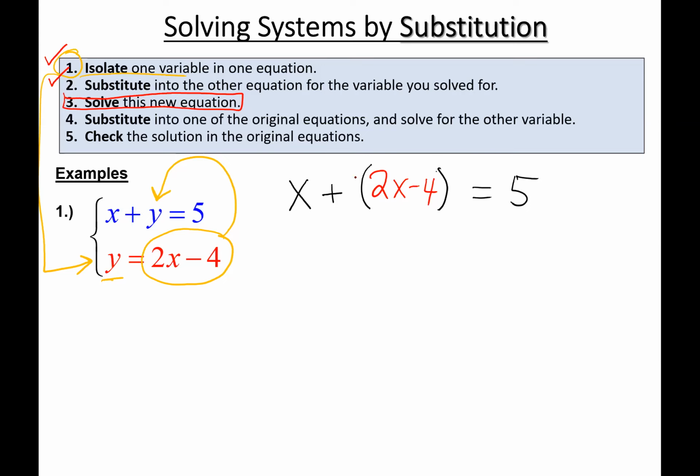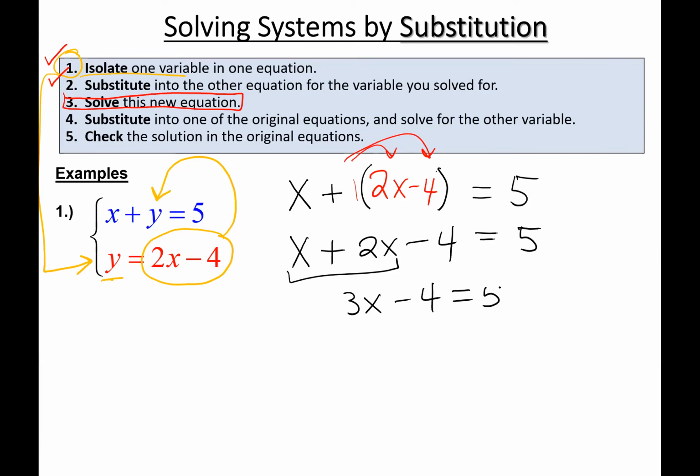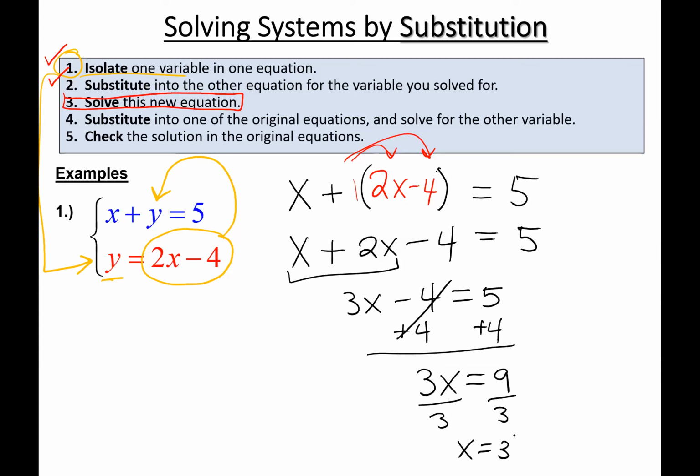But for us, there's really no number there other than an invisible 1, so you can kind of distribute the 1, I guess. I'll just rewrite the problem now. x plus, and then if I distribute a 1, 1 times 2x is 2x, and then 1 times minus 4 is minus 4. So x plus 2x minus 4 equals 5. Now let's combine like terms. x plus 2x, that's 3x. So I have 3x minus 4 equals 5. Now let's add 4 to both sides. 3x equals 9. And then we'll finish solving for x by dividing by 3, and x equals 3.